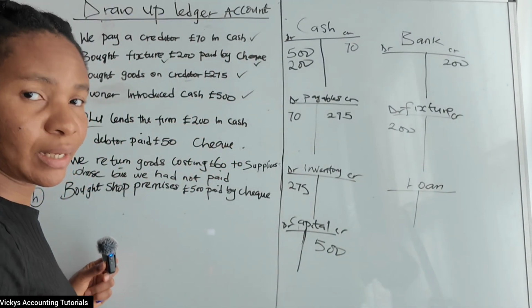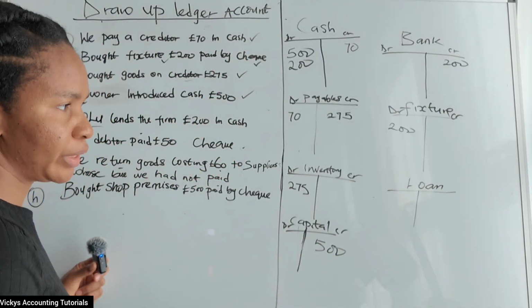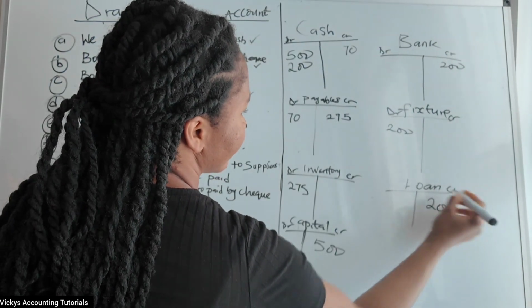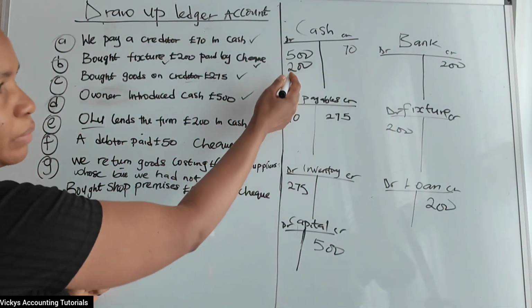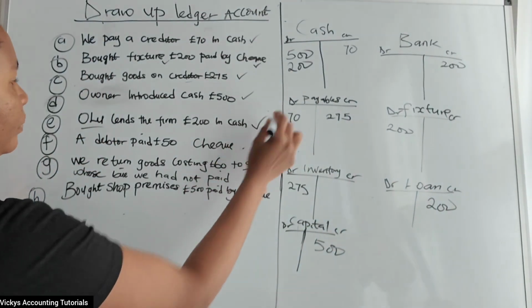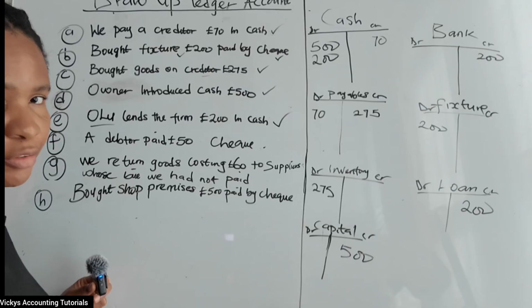Loan is usually a liability and it has a default credit balance. How much is that? 200 credit. As you can see, debit cash 200, credit loan 200. Done.